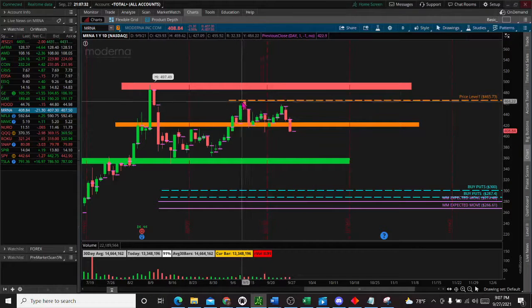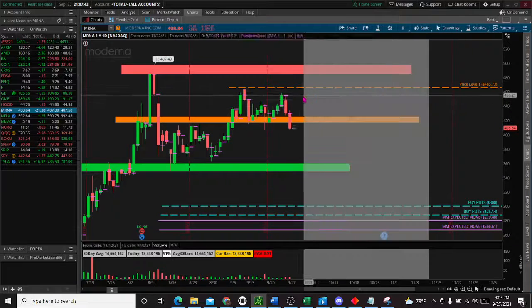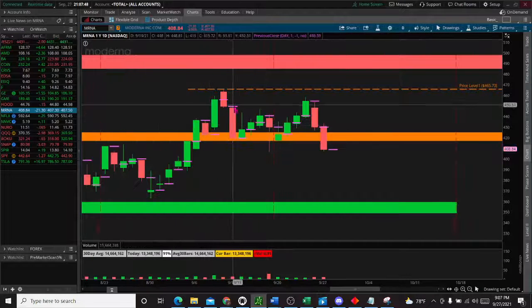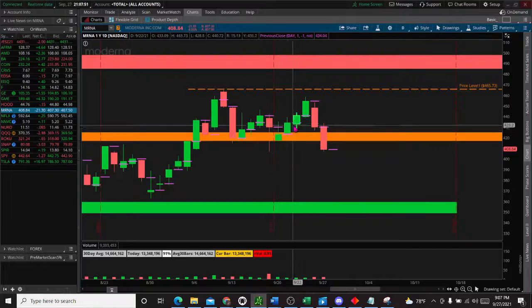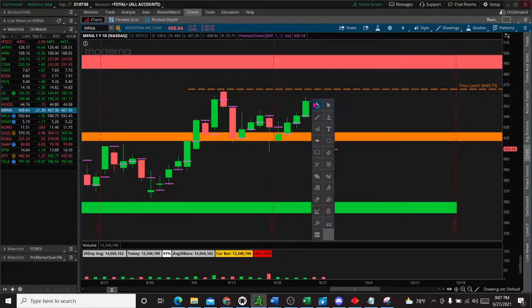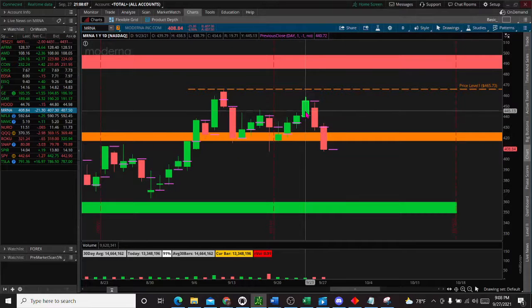So it rejected the 460 once here and then roughly the 460 mark again right here. Another bearish confirmation or signal is that it took Moderna 4 days to make a 10% move, and it took roughly a day and a half to give that up. So you can see that it's a lot weaker on the upside and a lot stronger on the down moves.